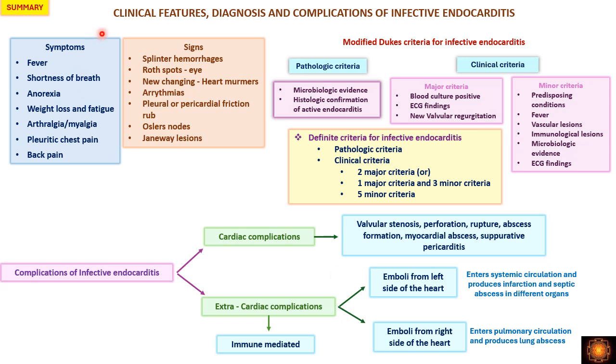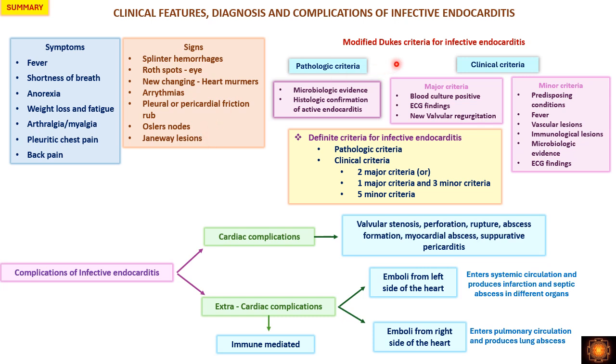Now that finishes the clinical features. To summarize, we have symptoms and signs. Symptoms are what the patient presents with. There can be fever, shortness of breath, anorexia, weight loss and fatigue, arthralgia, myalgia, pleuritic chest pain and back pain. And signs are what the doctor sees in the patient: splinter hemorrhages, Roth spots, new changing heart murmurs, arrhythmias, pleural and pericardial friction rub, Osler's nodes and Janeway lesions.